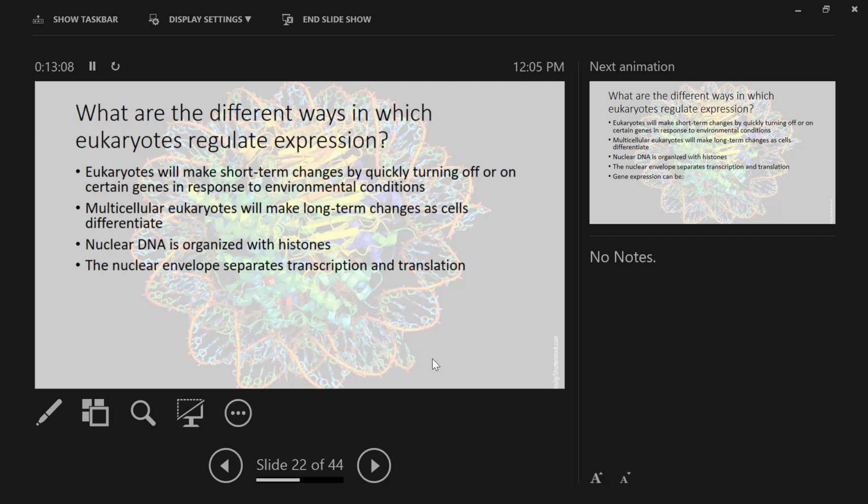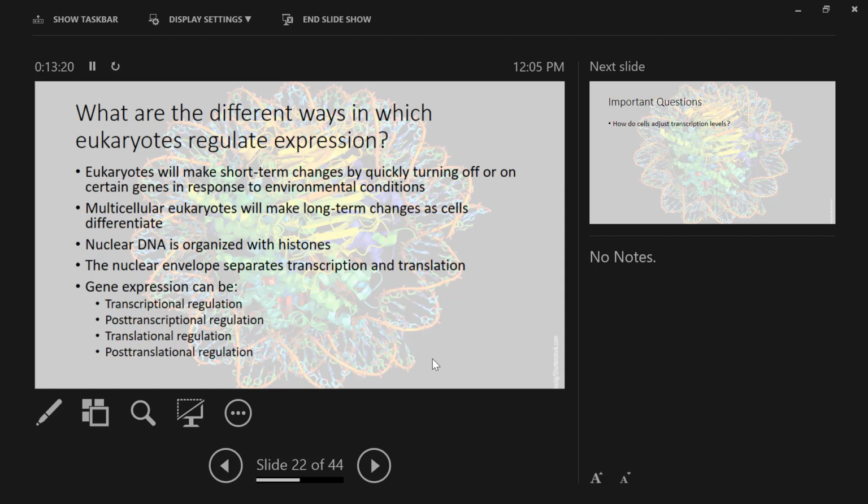Nuclear envelope separates transcription and translation. And so gene expression can be controlled transcriptionally, post-transcriptionally, translationally, and even post-translationally. All right, so these are some of the things that eukaryotic cells can do that prokaryotic cells cannot do. I mean, you might argue that prokaryotic cells don't need to, and eukaryotic cells do, but that doesn't change the fact that these are some things that eukaryotic cells can do and prokaryotic cells cannot.